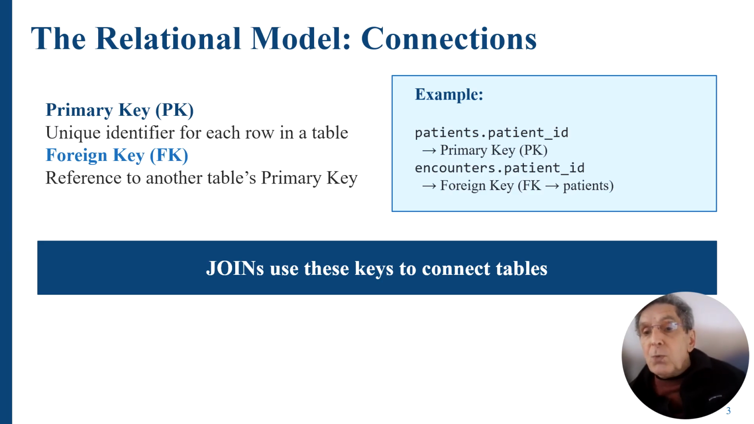This relationship is what makes joins possible. When we join patients to encounters, we're saying match the rows where the patient ID equals the encounters patient ID. The database engine uses these key relationships to reconnect the data. This is fundamental to relational database design, and you'll see these relationships throughout our XHealth schema and in every healthcare database you ever work with.